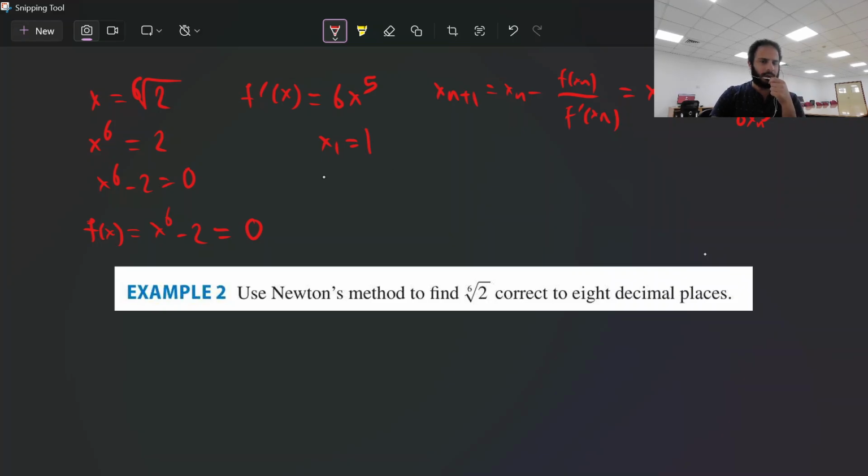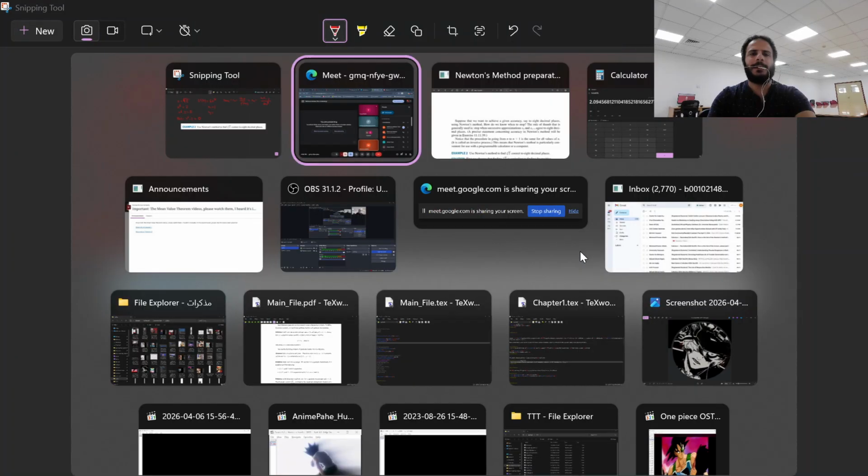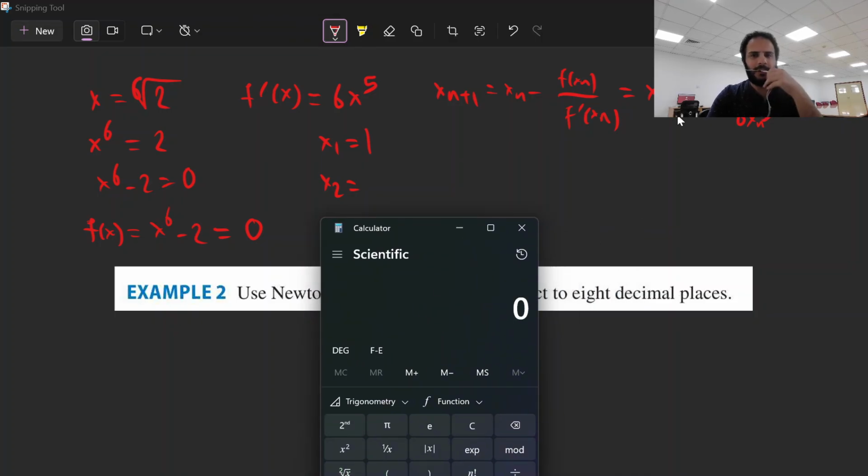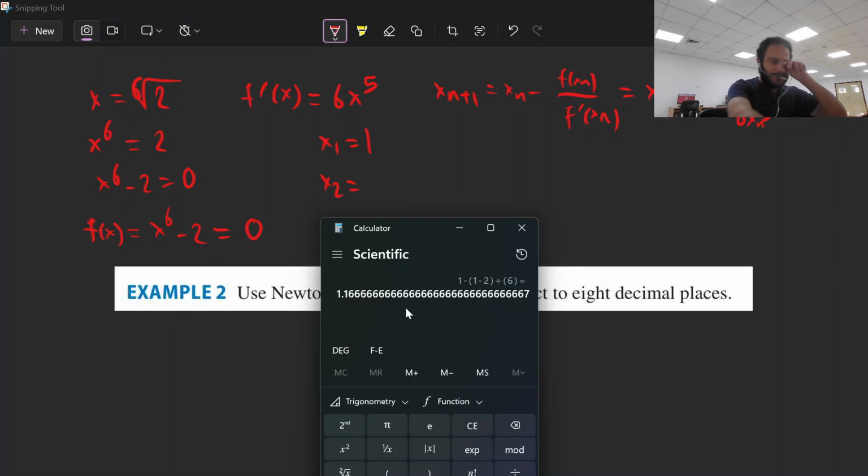Now let's try together to find the values, and I will explain how to know the accuracy. So x2 equals... where is the calculator? It's here. So let's start. You apply this formula, okay? You have 1 minus, open parentheses, you get 1 power 6 is 1. So 1 minus 2, close the parentheses, divide, open parentheses, 6 times 1 power 5, it's just 6. You get 1.16 repeating.